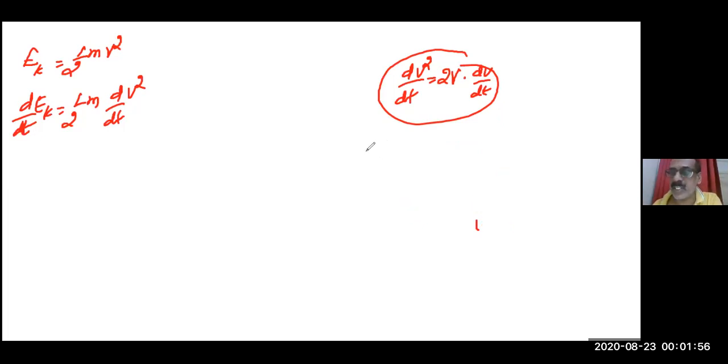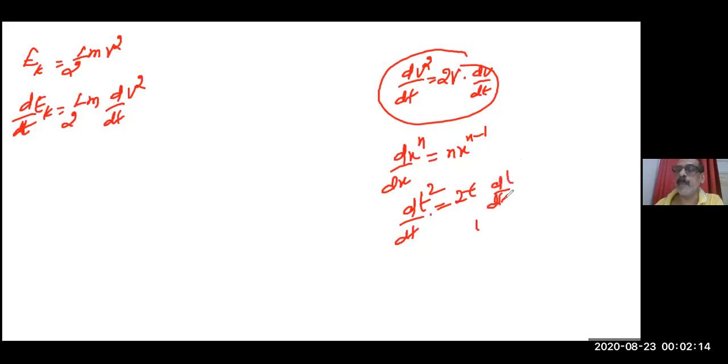In normal differentiation, we know d by dx of x to the power n is nx to the power n minus 1. You know that, isn't it? Similarly, d by dt of t squared is equal to 2t. But this t, again, we have to differentiate d by dt of t. Power 1, 1 minus 1 is 0, t to the power 0 is 1. That's why this part we are not mentioning here. But here, same way, d by dt of v squared is 2v, and v is again differentiated, d by dt of v. That is acceleration, that is not 1. Remember that, okay?